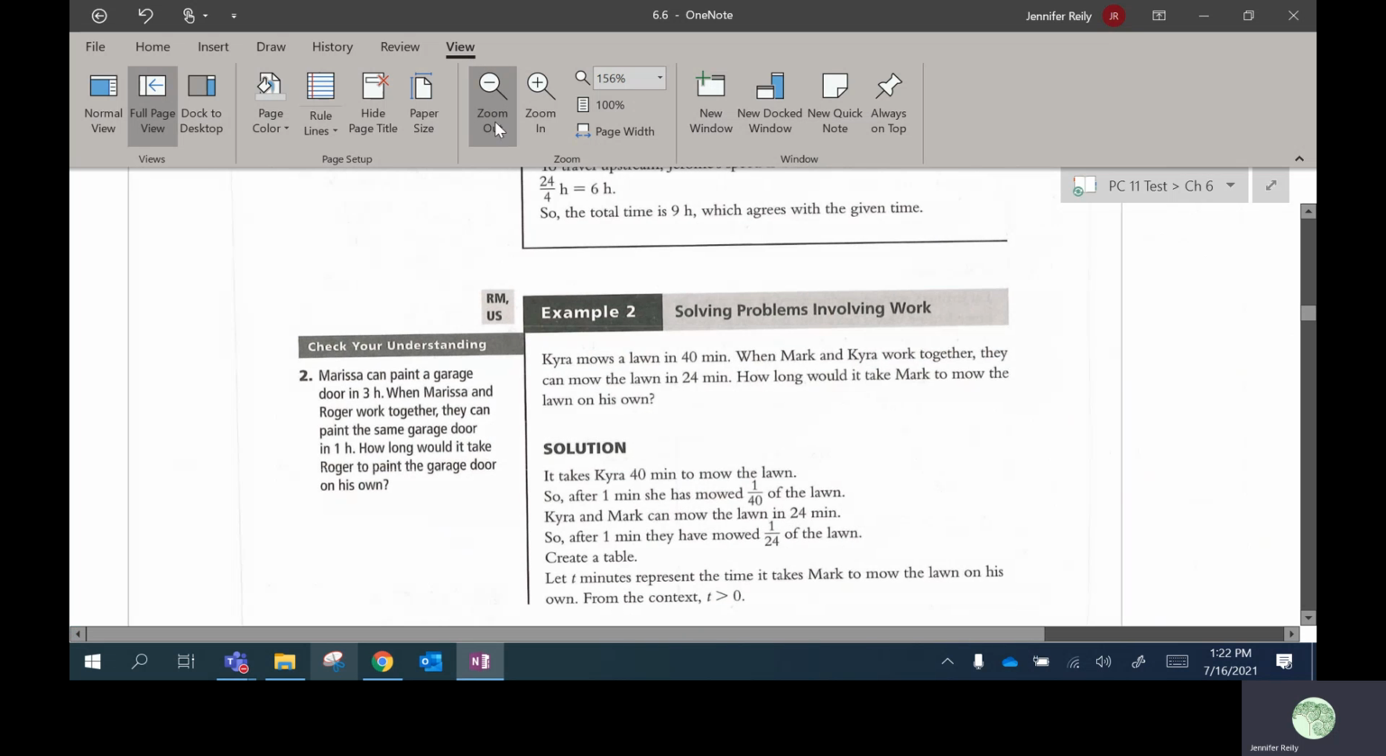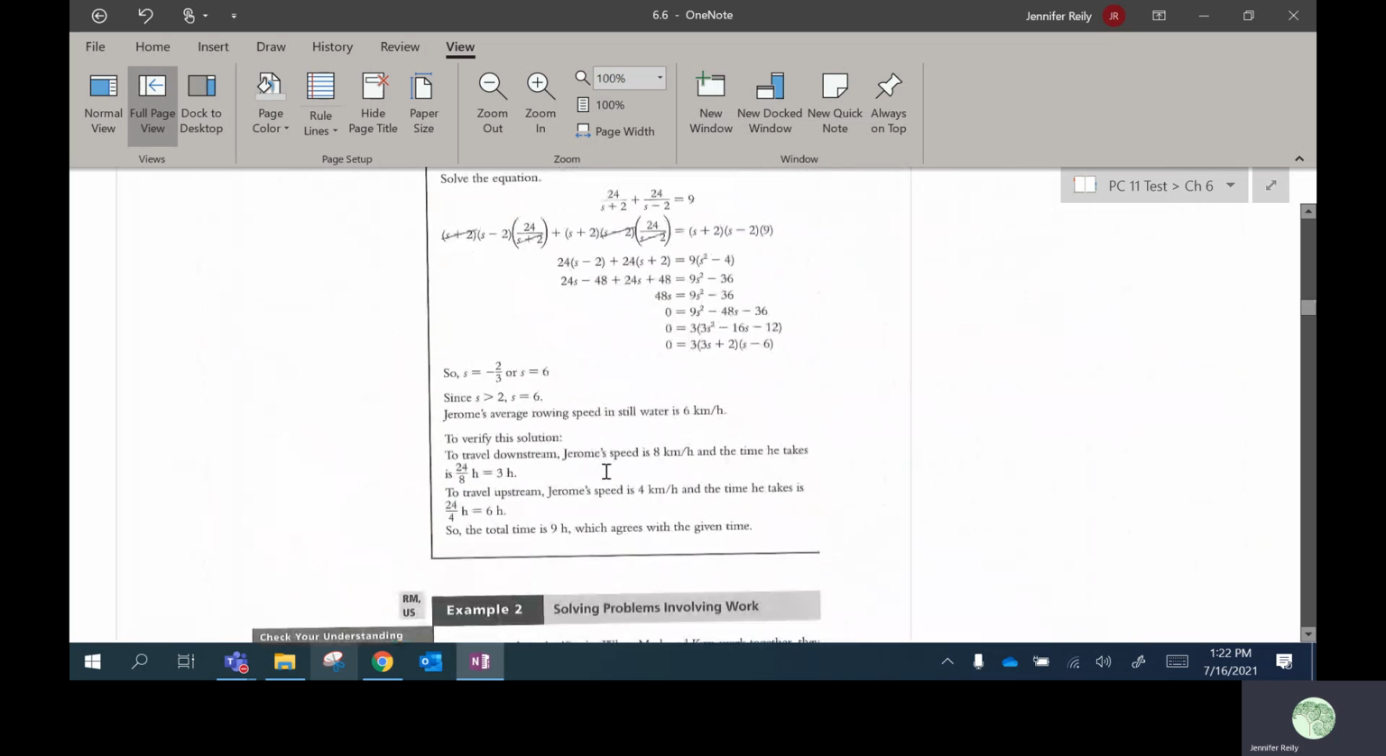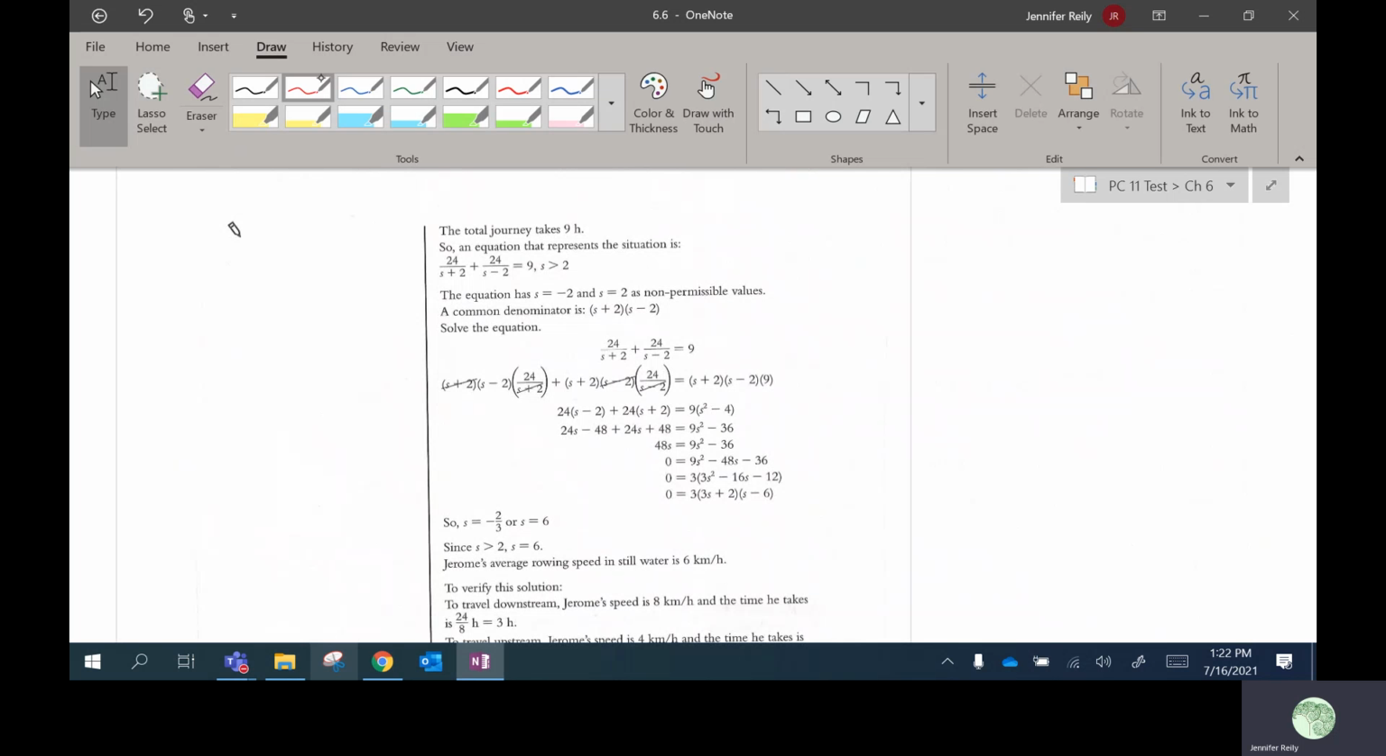Okay, so this is what I recommend for doing this. There's not much space here, so I'm going to pop up here. And I'm going to make a similar type of organizational chart. I'm going to have Marissa in my chart. I'm going to have Roger, and then I'm going to have together.